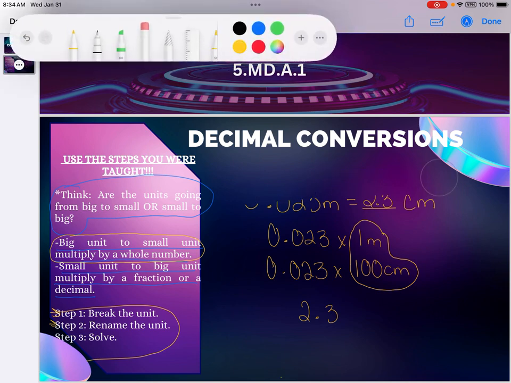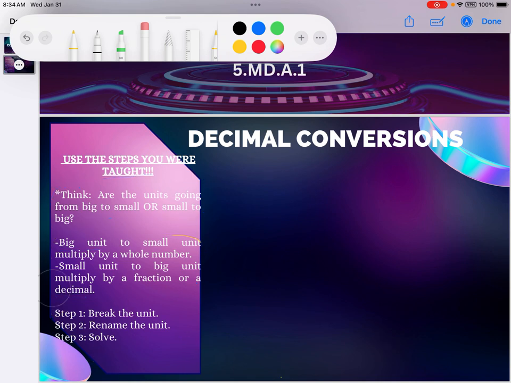So let's look at 21 6/10 centimeters. And we're actually going to convert that into meters. So we're thinking again, we're converting something that's small, such as centimeters, into something that's big, such as meters. I'm going to actually be multiplying by a fraction or a decimal. So step 1, break the unit. 21 6/10 times 1 centimeter. All I'm doing is separating the numbers from the actual units.